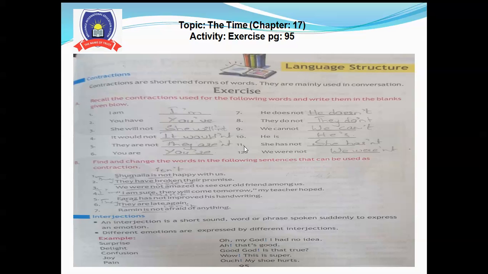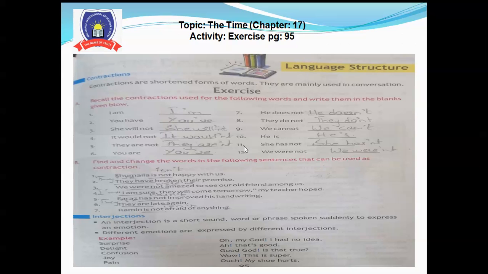Recall the contraction used for the following words and write them in the blanks. I am, I'm. He does not, he doesn't. You have, you've. They do not, they don't. She will not, she won't. She cannot, she can't. It would not, it wouldn't. He is, he's. They are not, they aren't. She has not, she hasn't. You are, you're. We were not, we weren't.